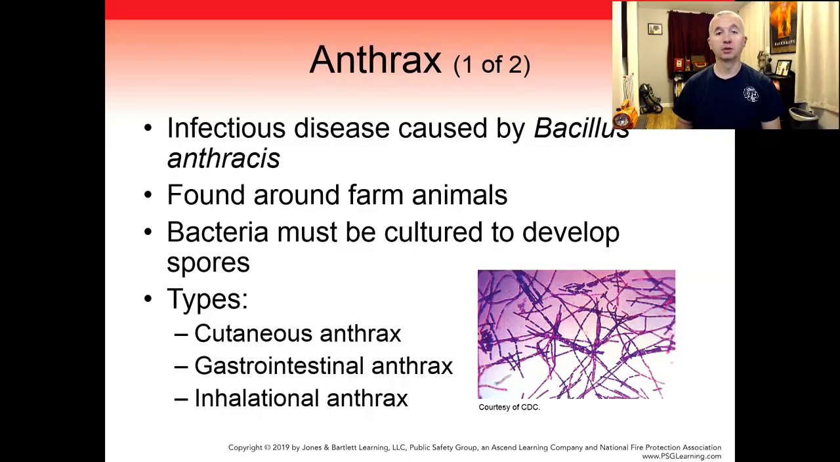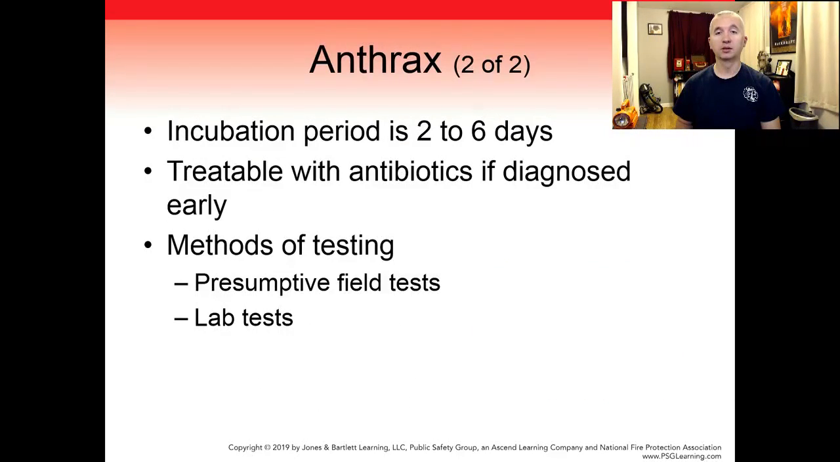When responding to an anthrax call, this is an infectious disease caused by Bacillus anthracis. It is typically found around farm animals. The bacteria must be cultured to develop spores. Types of anthrax include cutaneous anthrax, gastrointestinal anthrax, and inhalation anthrax. The incubation period is 2 to 6 days, and it can be treated with antibiotics if diagnosed early enough. Presumptive field tests are also available. However, the gold standard is lab testing.